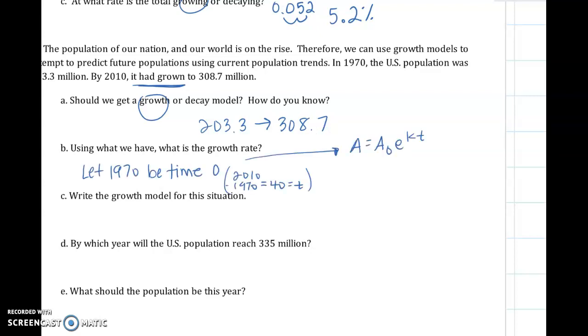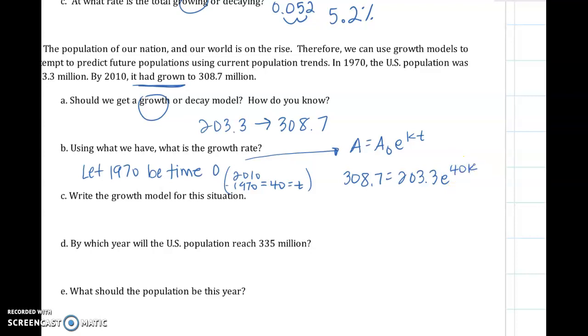Since we started in 1970, that's going to be considered our time zero. And since we knew that it grew to 308.7 million in 2010, I subtracted to find that our time frame was 40 years between those two values. Then I'm going to use this equation and plug in. So for my ending value, I have 308.7 equals my starting value of 203.3 e to the k, which is what I don't know, times my time, which is 40.